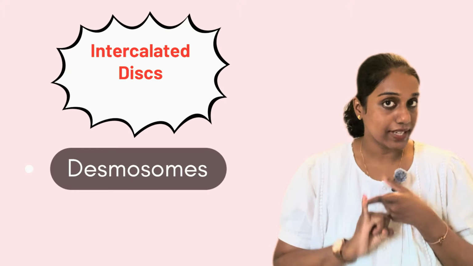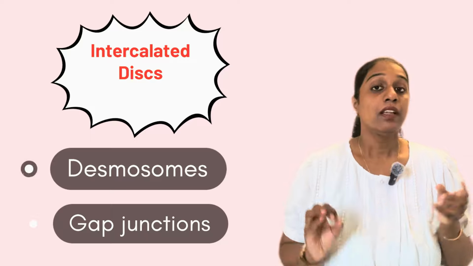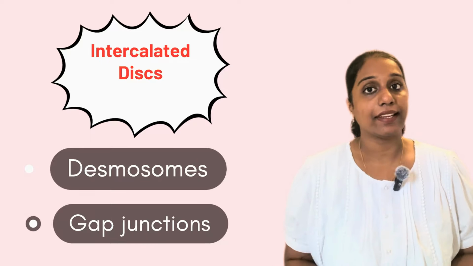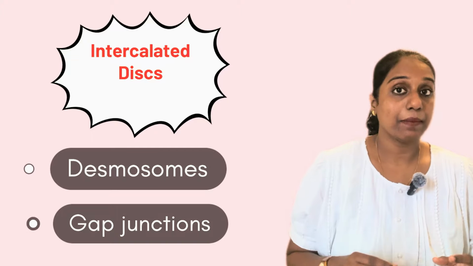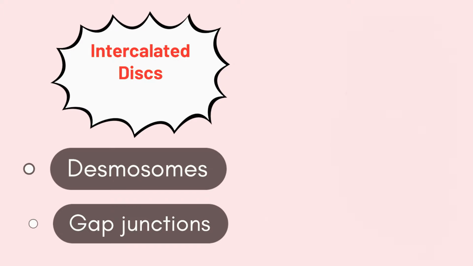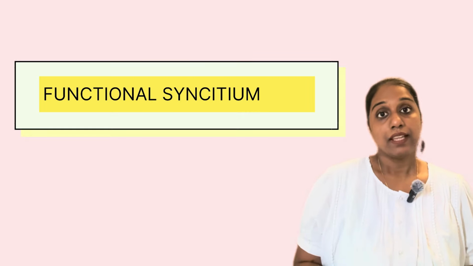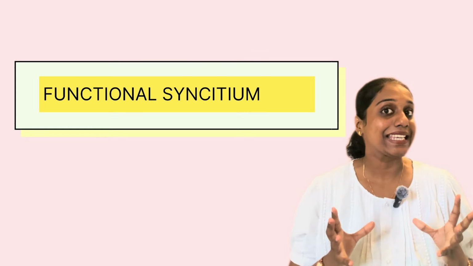Intercalated disc consists of desmosomes and gap junctions. Desmosomes provide mechanical attachment between the cells, while the gap junctions allow electrical impulses to pass rapidly. Because of the gap junctions, the cardiac muscle behaves as a functional syncytium, that is, contracting as a single unit.